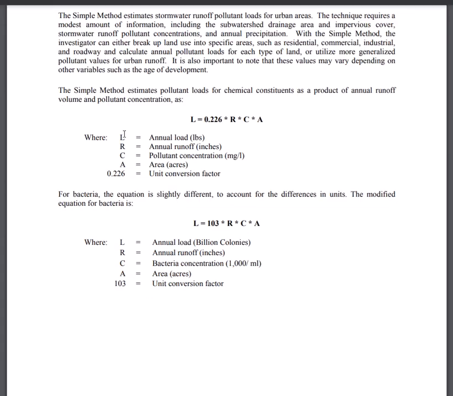So in these equations, L is obviously the annual load of the pollutant, whether you're looking at the bacteria or the nutrient equation. R is the runoff in inches, the annual runoff in inches, so that's going to stay the same pre-development or post-development. The area should stay the same pre-development, post-development. And then you have these conversion factors. The only input that changes is this C, the pollutant concentration.